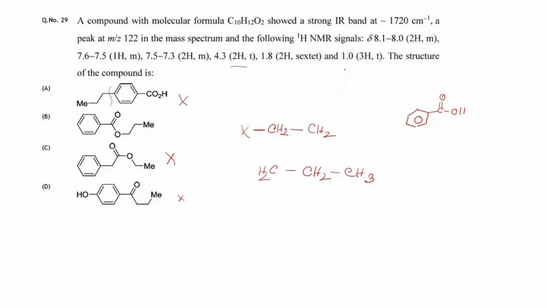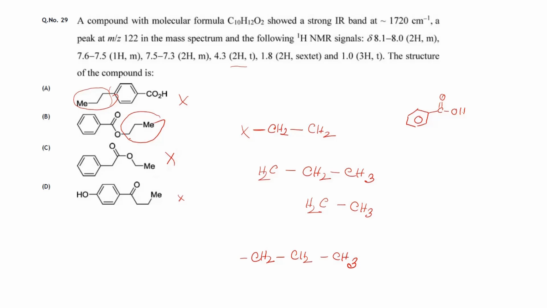And another signal is the 1.0, 3 hydrogen triplet. That means there will be CH3 next to CH2. So if we add these things, we basically get CH2, CH2, CH3. Here also the same thing is present, CH2, CH2, CH3. Here also CH2, CH2, CH3 is present. Now which answer is correct?